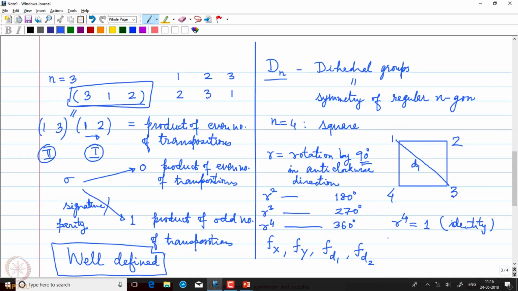So certainly the symmetry group of the square is going to have all these elements: 1, r, r square, r cube, fx, fy, fd1, fd2. F is for flip.